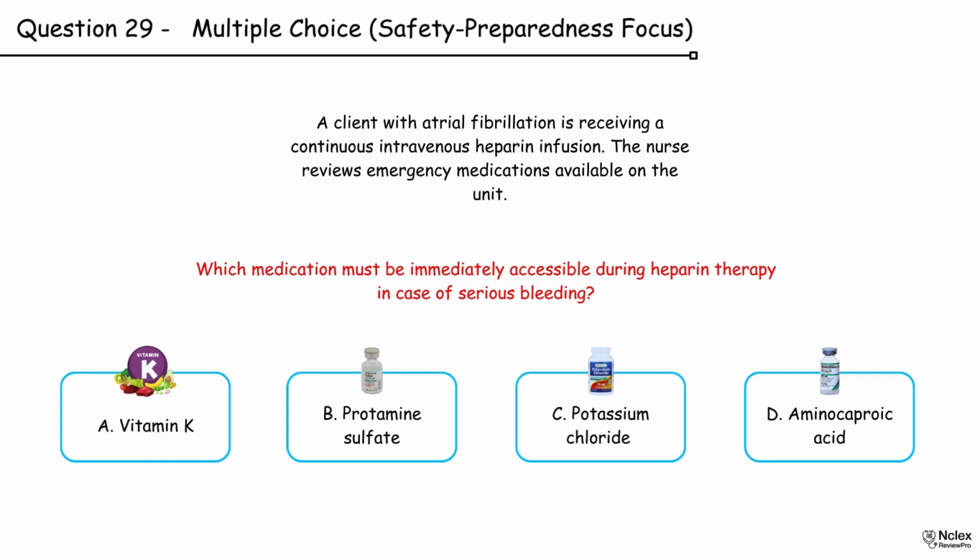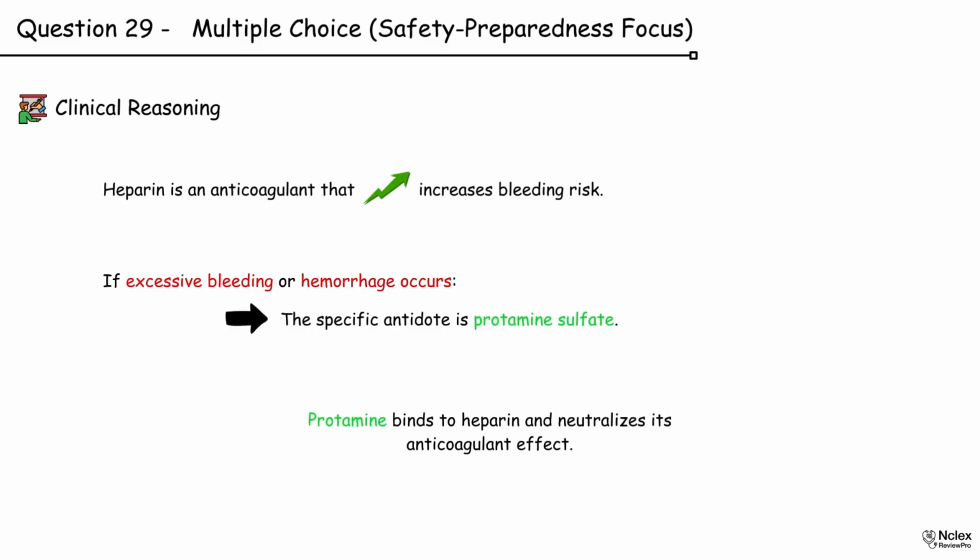The correct answer is B. Protamine sulfate. Now let's reason through this clearly. Heparin is an anticoagulant. It prevents clot formation, but it also increases bleeding risk. If excessive bleeding or hemorrhage occurs, the specific antidote is protamine sulfate. Protamine binds directly to heparin and neutralizes its anticoagulant effect. That makes it the emergency reversal agent.